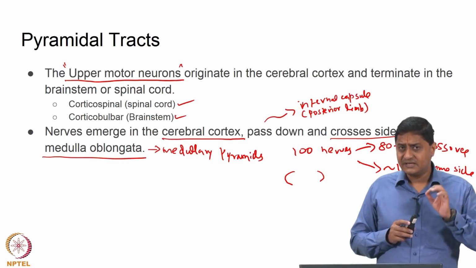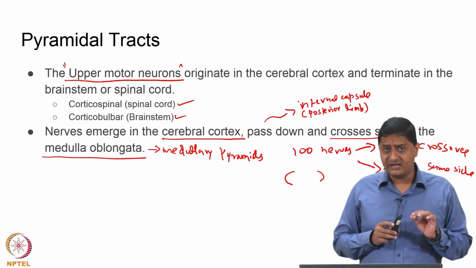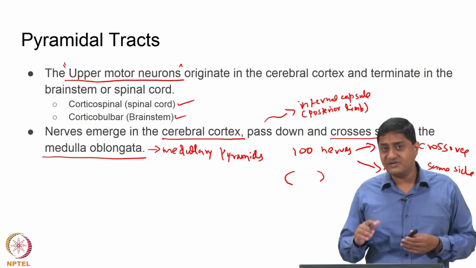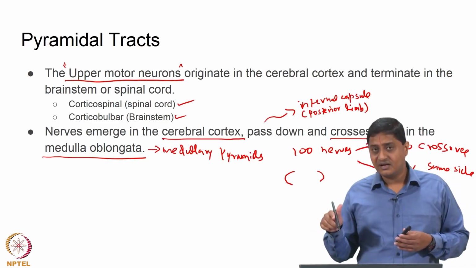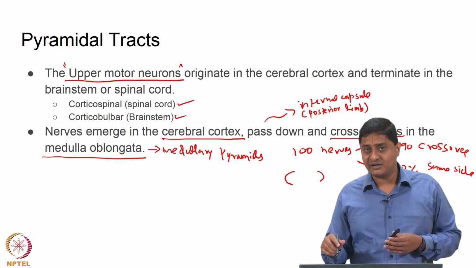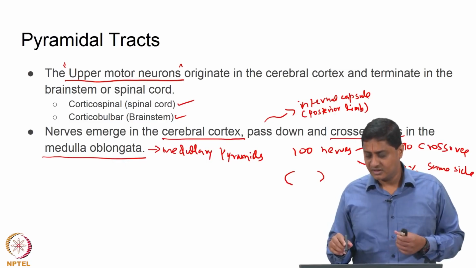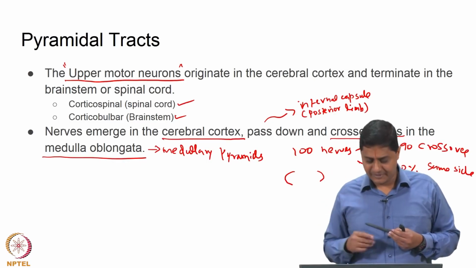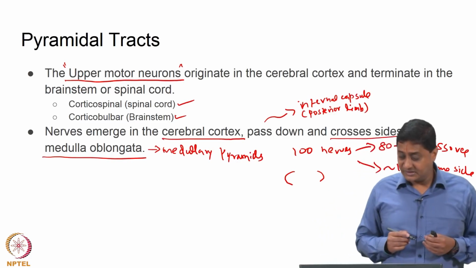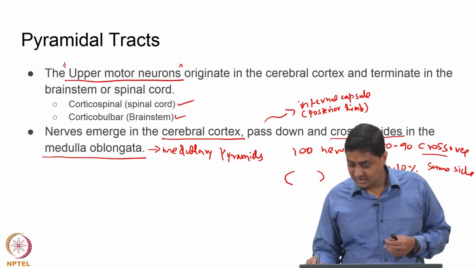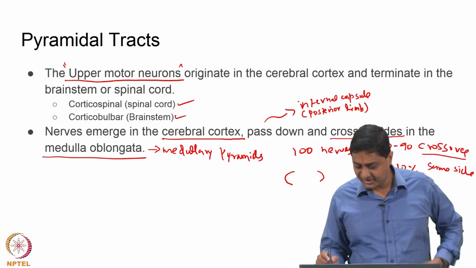Now, those that originate on the left side of the brain, the cortex, reach the medulla on the left side, and then at the pyramids they cross over to the right side and go down to the spinal cord and control function of the right side of the body, alright. So, this crossing over is called decussation. We will discuss that in a bit.